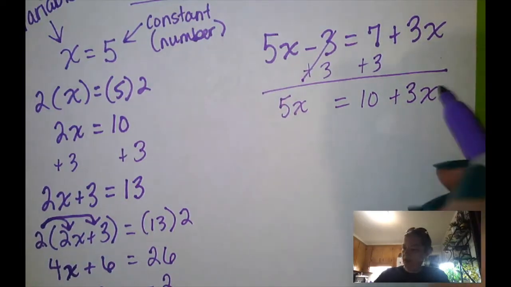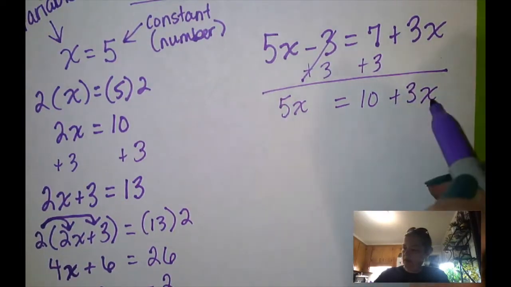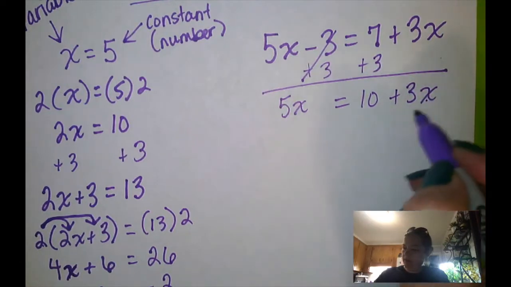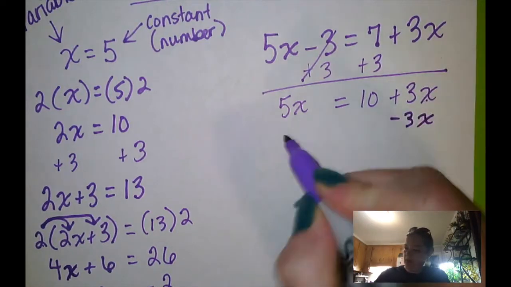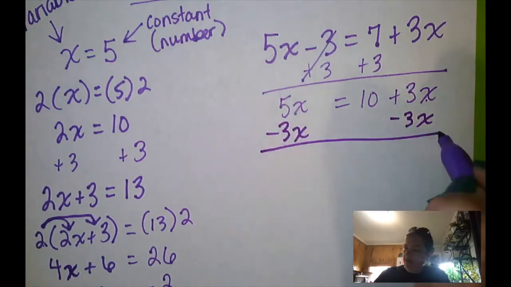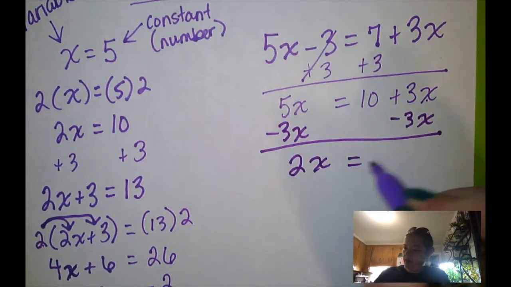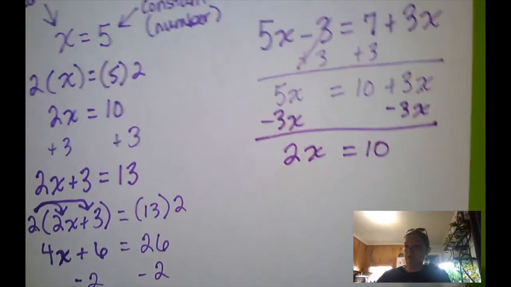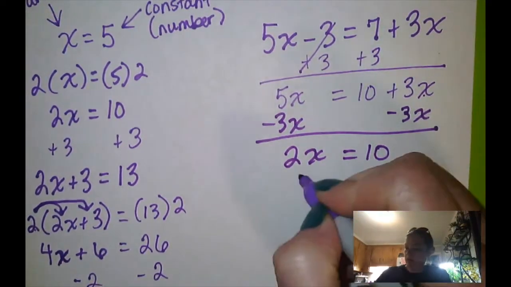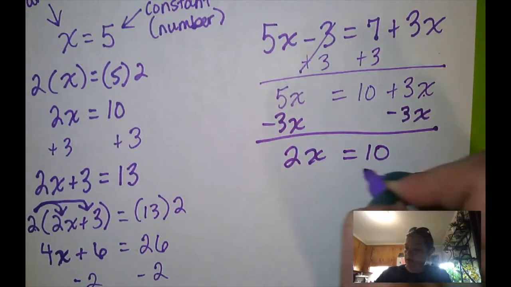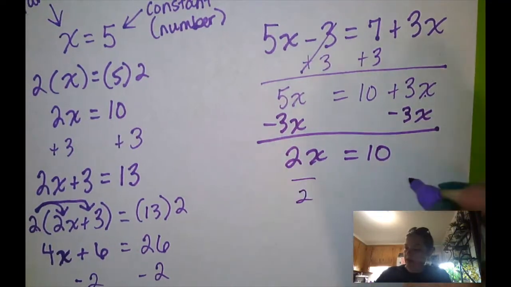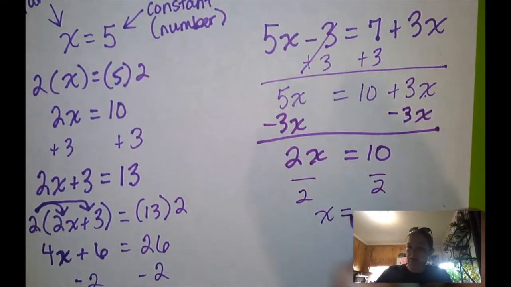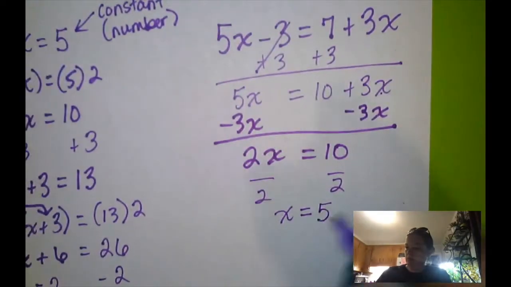I'm noticing that this 3x right here, let me take it away from that. So I'm going to take away this 3x from both sides. I'm left with 2x equals 10. And at this point, you guys already see the answer, right? If 2x equals 10, and you divide both sides by 2, that's where x is equal to 5.